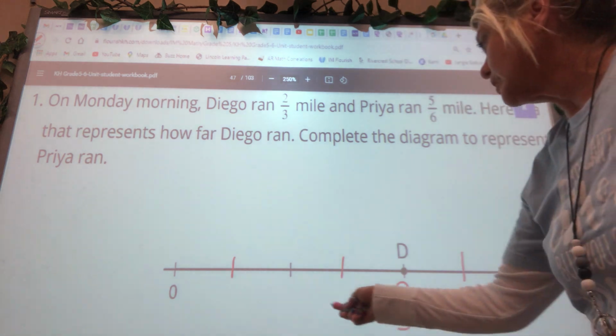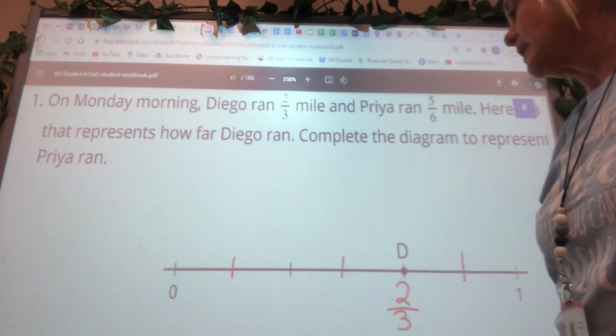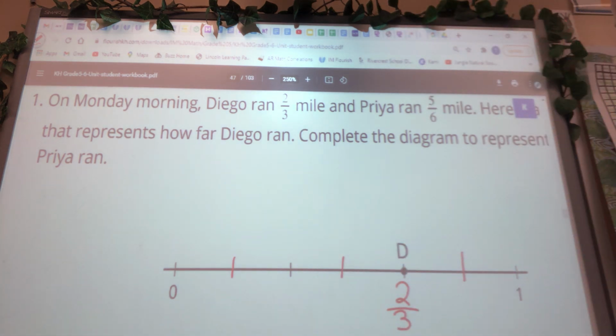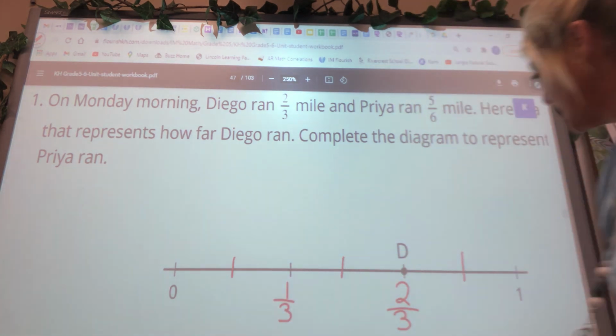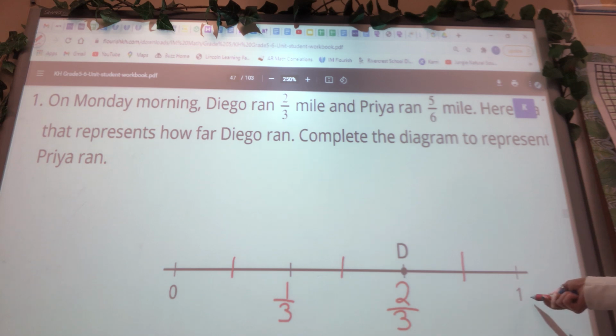If this was 2/3, this tick they already had was how much? 1/3. The one they already had. And then here's our 1. 1 is equivalent to what in thirds? 3/3. Okay. All right, but now we want to try to get it in sixths.